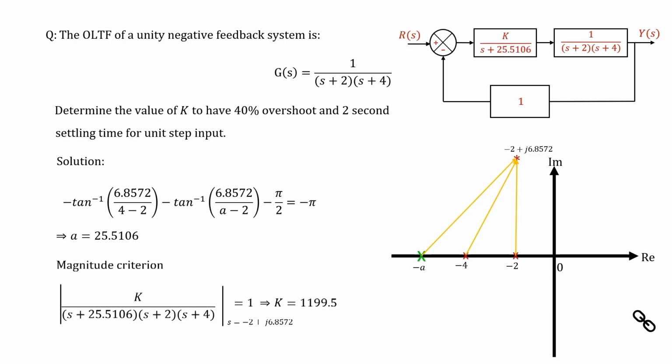You have to go for the magnitude criteria. Now the magnitude criteria, so what is the open loop transfer function? K into this multiplied by this. So this is the open loop transfer function. Evaluate that at minus 2 plus 6.8572. So this is just at plus you can evaluate, even at minus is also fine. So once you evaluate it, K comes out to be 1199.5.